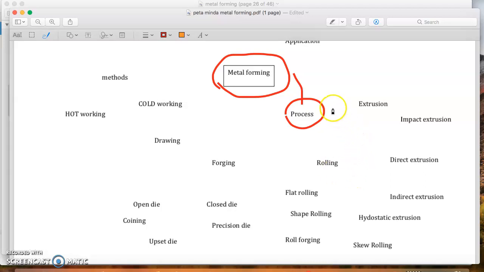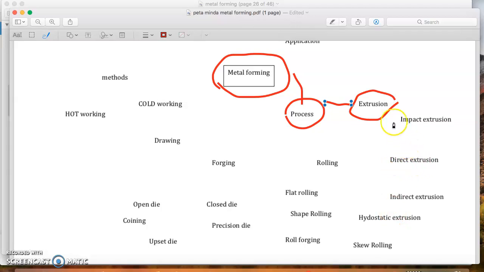Extrusion is one of the types of metal forming process. Extrusion is a forcing of metal to flow through the die.